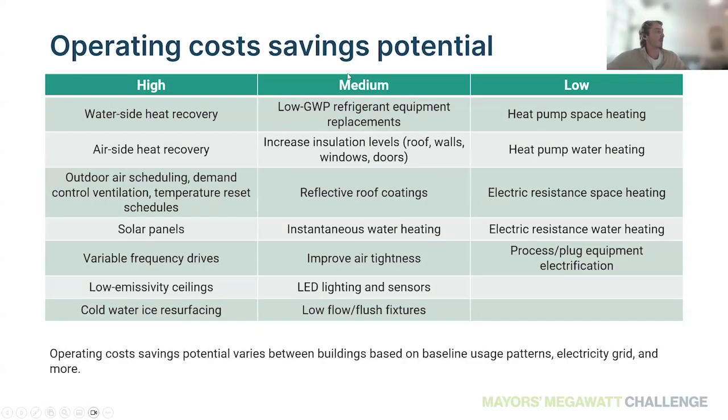And last one is the operating cost savings potential, which again is based off the Ontario electricity grid. Typically throughout Canada, electricity is more expensive than natural gas. So we're seeing sort of an inverse of the last slide. The measures that save primarily electricity are moved to the high side. That's the solar panels, variable frequency drives, low emissivity ceilings, reducing the load on the ice plant. Again, we have heat recovery on the high side.